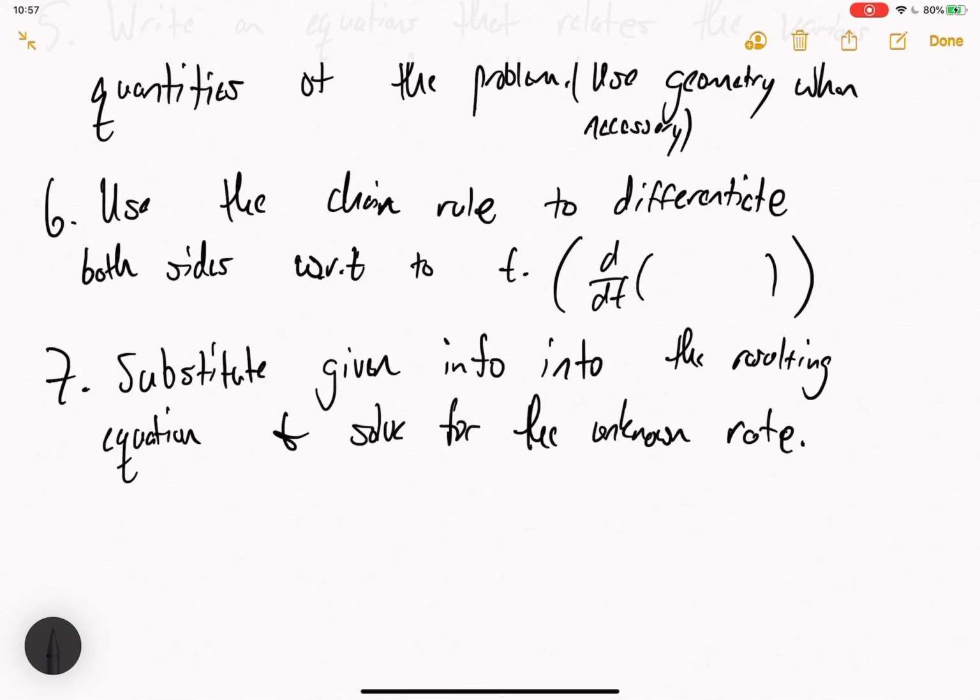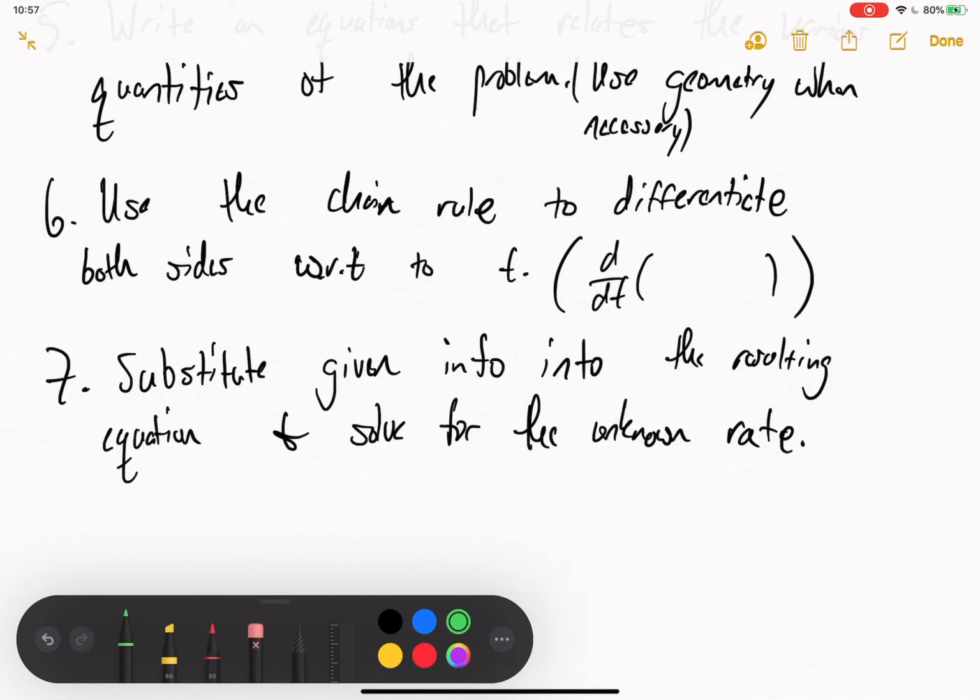Alright, so my handwriting is a bit messy, but I think you guys can deal. So the last step is, once you take a derivative, you want to plug in all the information that you know, and then just solve for the unknown rate. So let me just go over the steps one more time.